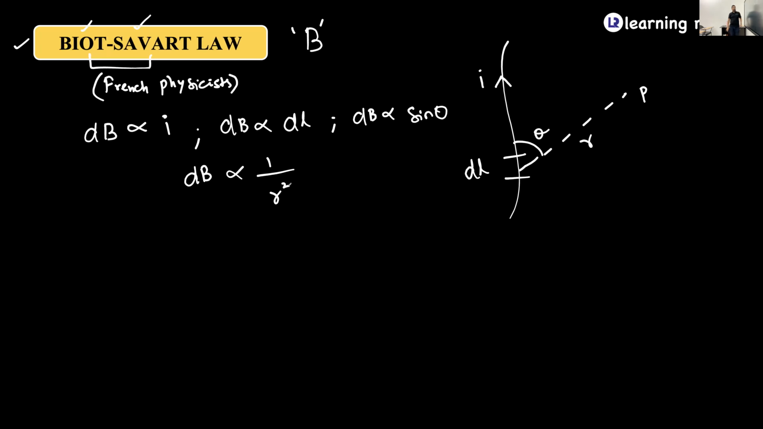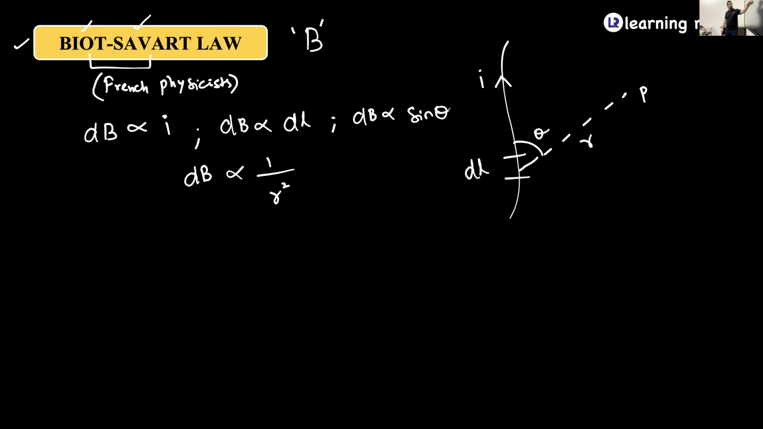See, dB is directly proportional to I, dB is directly proportional to dl, and dB is directly proportional to sine theta. Okay. So the point to be noted here is, whenever you talk about the angle between the current carrying conductor and R, you should always take it like this. You take the direction of current from the current carrying conductor, you will turn towards R in the shortest direction possible. That angle through which you're turning is going to be the theta.